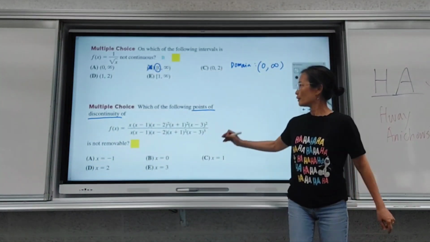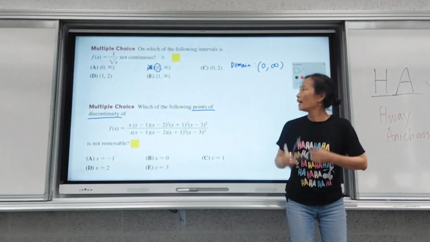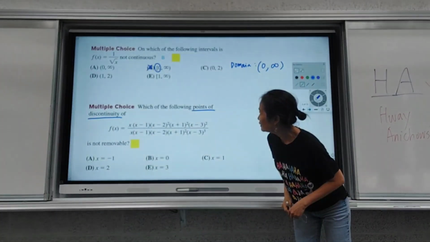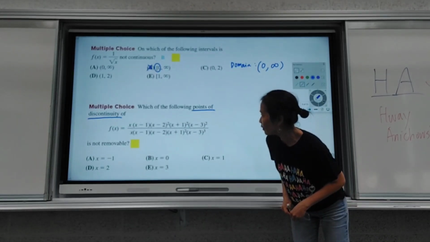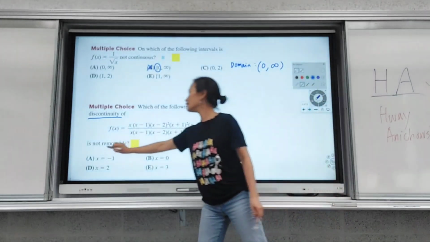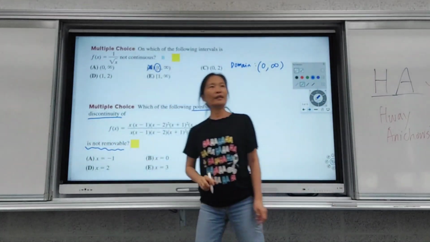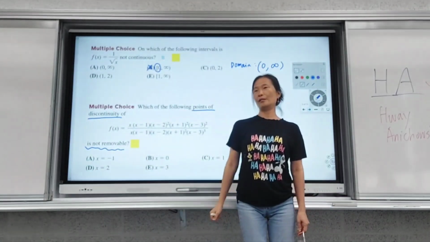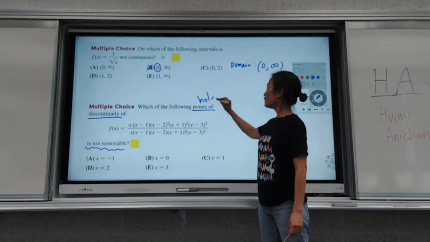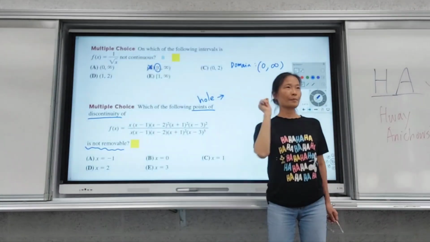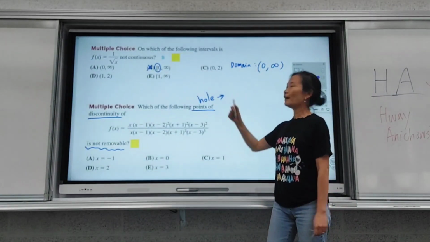Okay, so the bottom question. Which of the following points of discontinuity is not removable? We know that a removable discontinuity means it's just a hole, right? If it's a hole, then it's removable. I can just patch it in. So can we find all the holes?